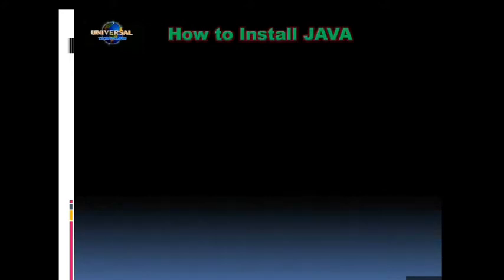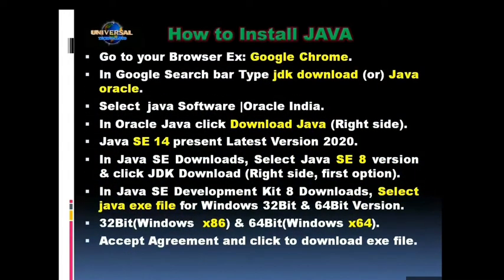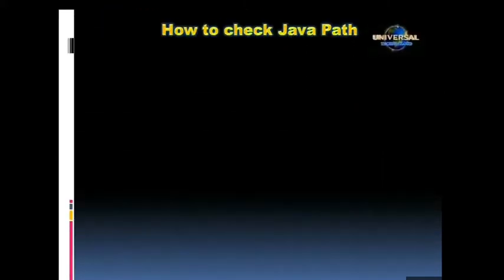How to install Java. In your browser, type JDK download or Java Oracle. Go to Java Software Oracle India, and click download Java. Select version, 32-bit or 64-bit. Accept the agreement and click to download the exe file.